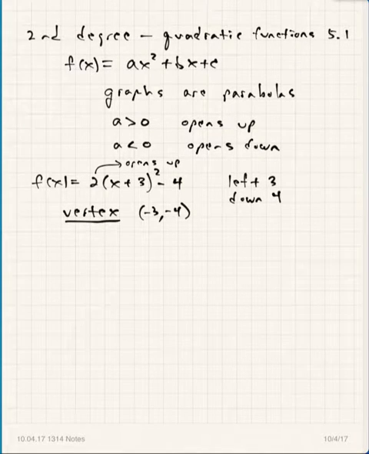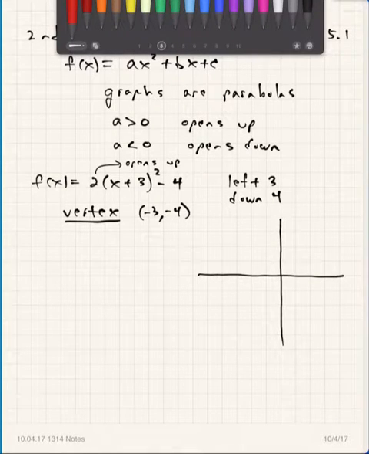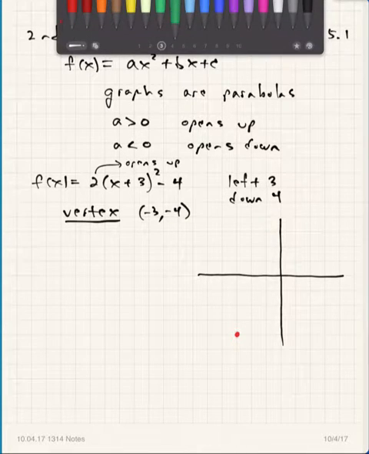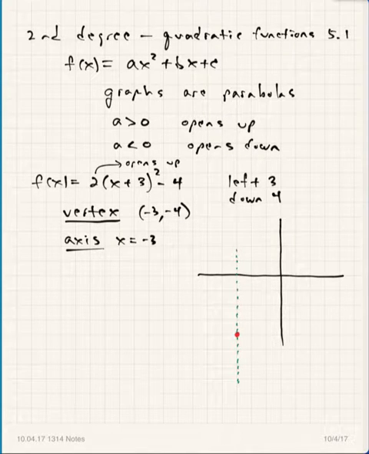And so I wanted you to write the vertex down, and the axis of symmetry. So let's see, I'm going to make a sketch of the graph over here. (-3, -4) is right here. We know that the axis of symmetry is a vertical line that goes through that vertex. This is the axis of symmetry right here. So we know that the graph is symmetric around that line. And so I'm going to write down the axis is the line x equals -3, right? That's this vertical line right here.